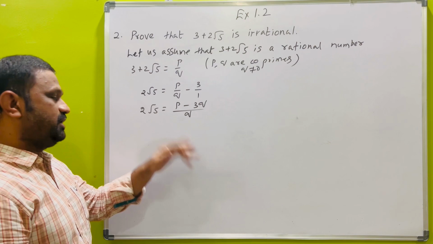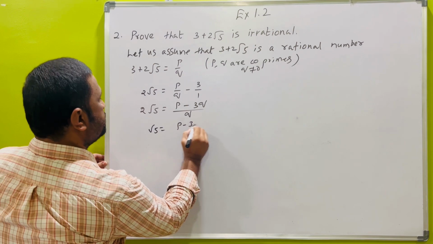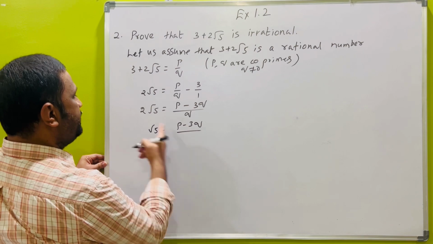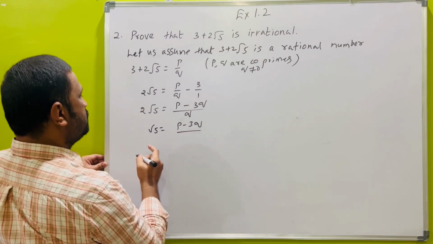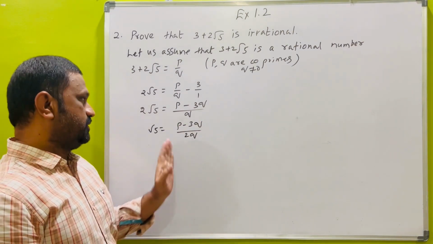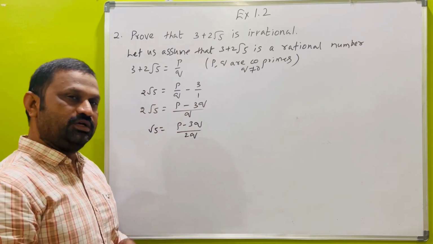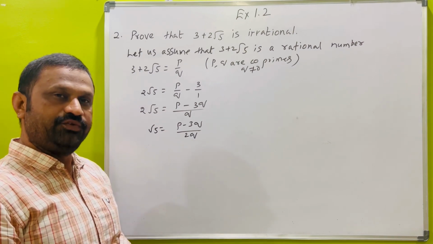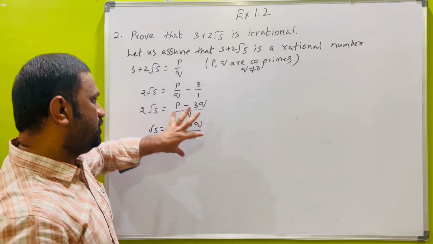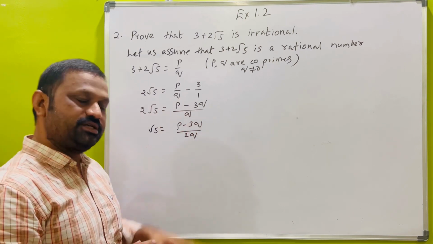Now I will send 2 to the right hand side. Root 5 is equal to P minus 3Q by Q, otherwise P minus 3Q by 2Q. I will send it to the right hand side. It goes under division, 2Q. Observe the right hand side. We have got 3, 2, P and Q. These are all non-zero integers. If we substitute P and Q with some non-zero integers, we will get the whole term a rational number.